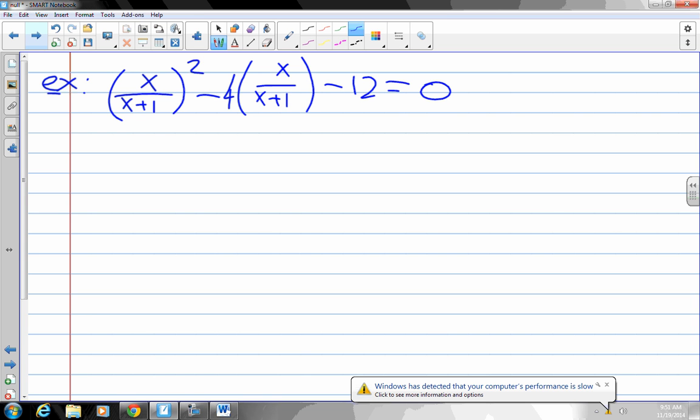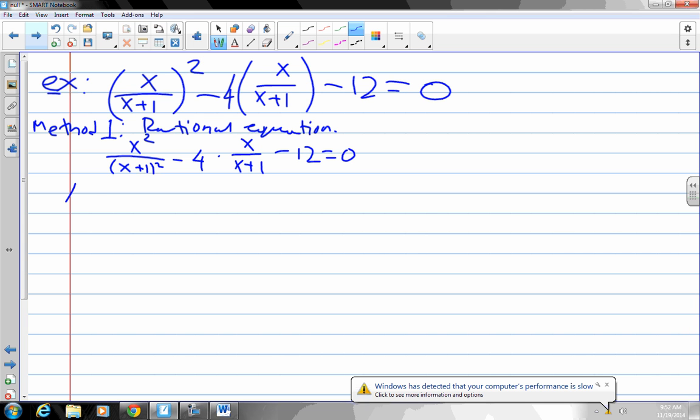So this is method 1, rational equation. Because if those parts, the x plus 1, were different, then you would have to solve it by rational equation. There's no cute way of doing this problem. So the LCD here is x plus 1 squared, right? That's the LCD. And this is a good review, by the way.